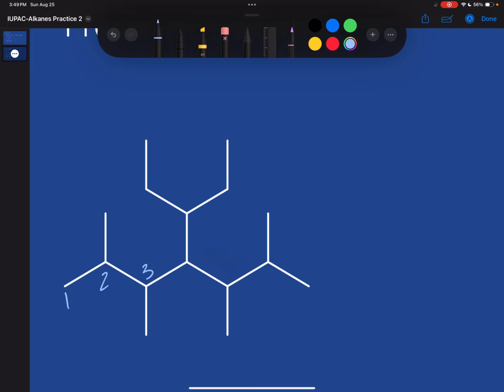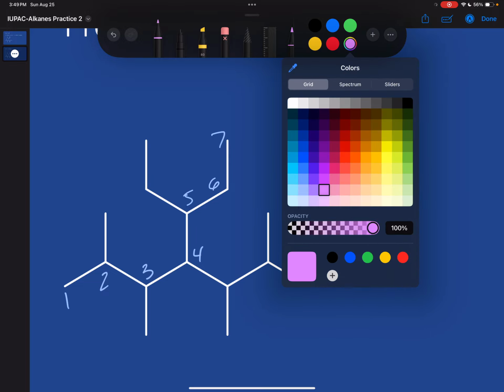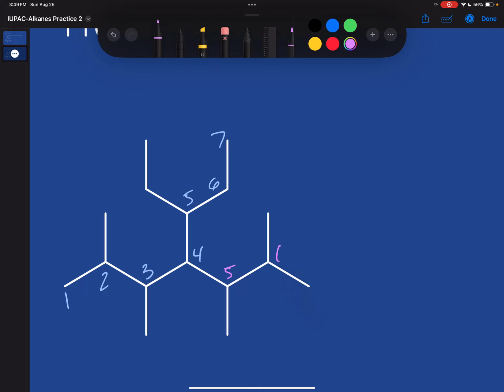So if I go for, all right, I have a split here, so let's go 5, 6, there's 7. If we keep going straight, 5, 6, 7. Okay, so I have a decision to make here. I need to go one way versus the other. If I go the pink way, I would have 1, 2, 3, 4, 5 substituents.